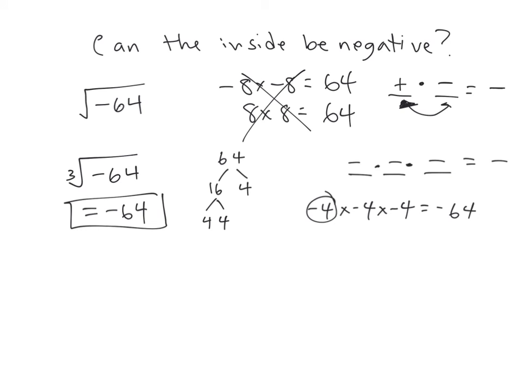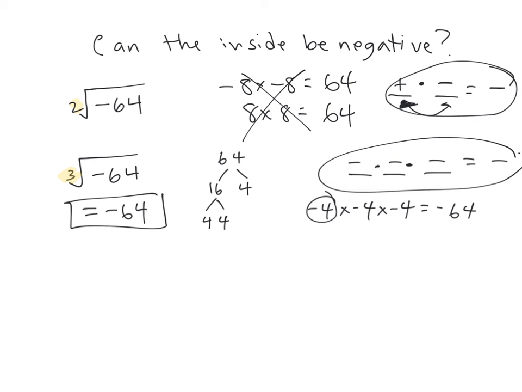So the trick is for even indexes, like 2, 4, 6, 8, any even number, and again, when I say index, I'm talking about this number. For a square root, you don't see it, but it's like an invisible 2 there. If that number is even, I won't be able to do it. This is why I can't have an even number of negatives to make a negative. But for an odd number, I can, right? So if that index is odd, I could calculate out a cube root, fifth root, seventh root, where the inside is negative.